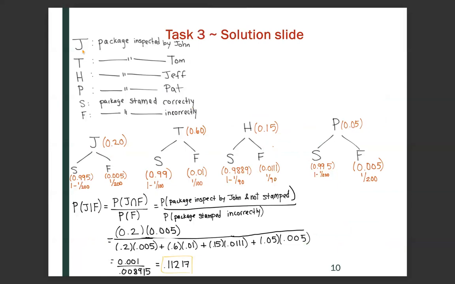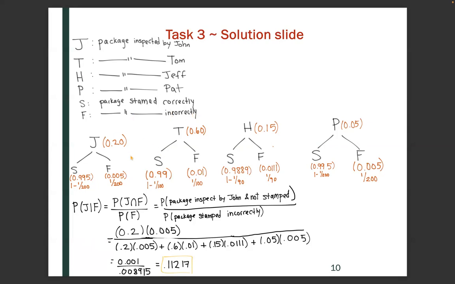Okay, so here I'm going to define J as the event that the package is inspected by John. T is that the package is inspected by Tom. H is that the package is inspected by Jeff. P is that the package is inspected by Pat. Event S is that the package is stamped correctly. And event F is that the package is stamped, and I'm forgetting the P here, it should be stamped incorrectly.